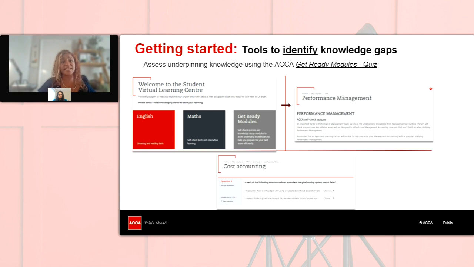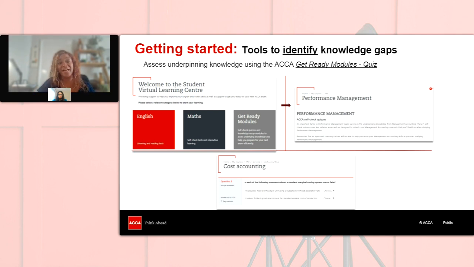So coming in with these exemptions, these quizzes are really, really valuable to ensure that your prior learning aligns with ACCA's expectations. Identifying those gaps really early and closing them as soon as possible is going to ensure that you're well prepared for your exams.